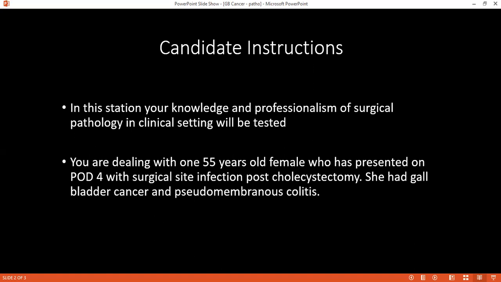Then it is an emergency. I will follow the emergency ABCD protocol, IV fluid, antibiotic, and send blood for culture and sensitivity. Then emergency surgical exploration. Yes, this you should know.